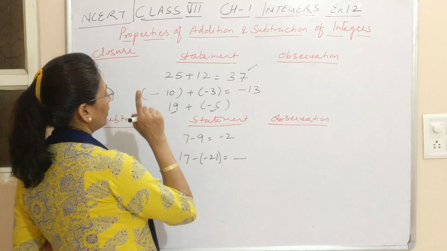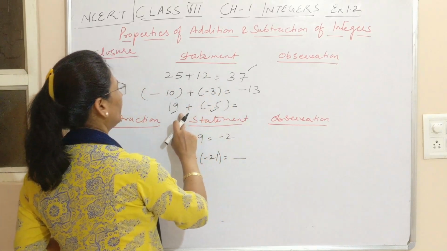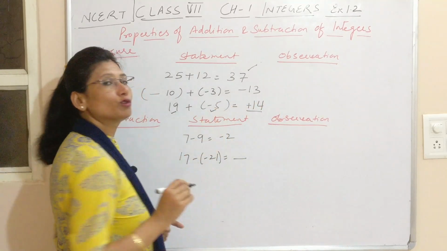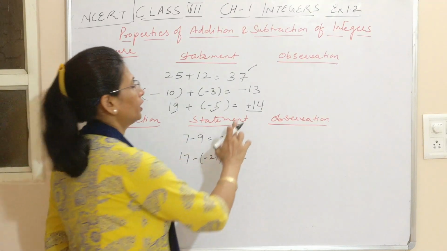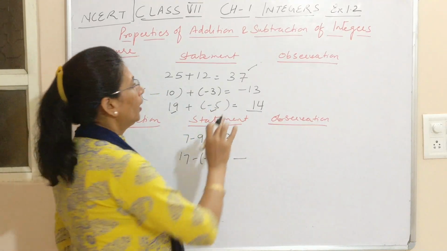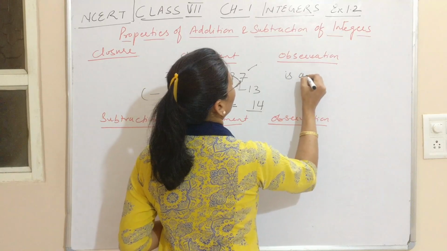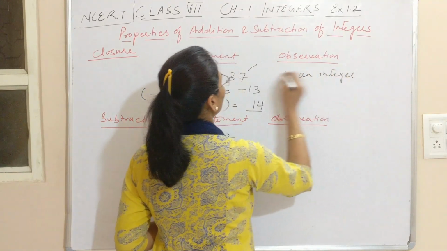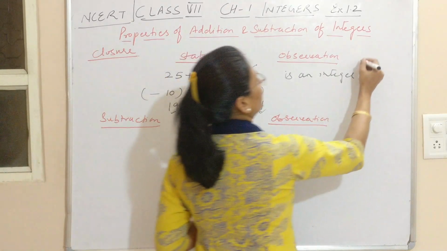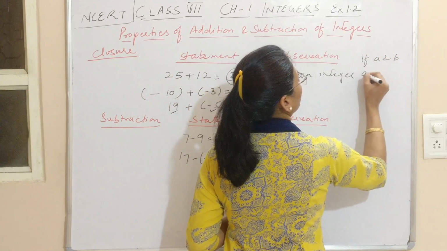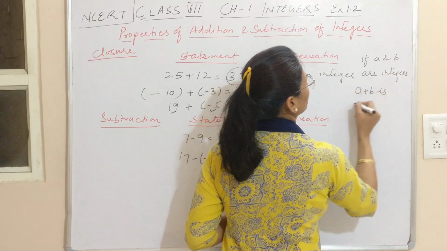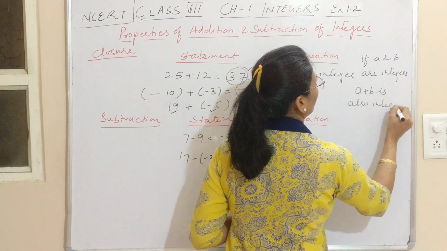So 19 carries a positive sign. First of all, we'll take the difference. The difference is 14, and since 19 carries a positive sign, this will also carry a positive sign. Generally we don't write the positive sign. If you are not writing it, it is understood that this is a positive integer. Clear? Now here we'll say this is an integer, this is also an integer, so this is also an integer. It means if A and B are integers, then A plus B is also an integer. This is our concluding statement.